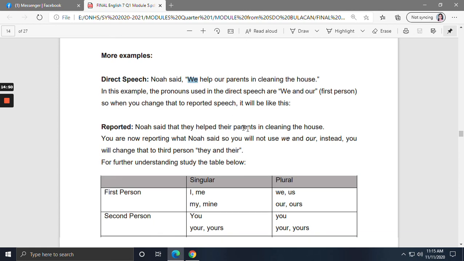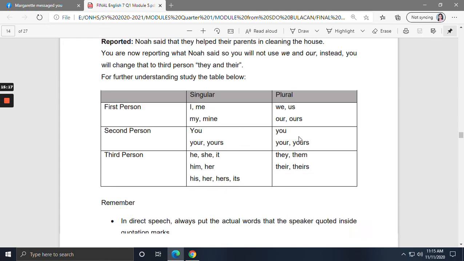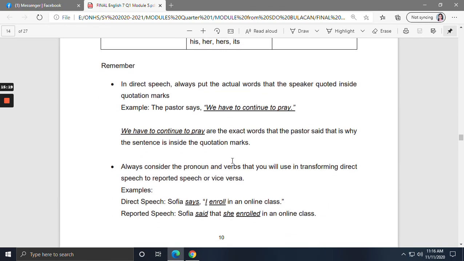So, from we, it becomes they. Then we need to change help into past tense, helped. Then are, we change are into were, this one. And then copy the remaining part of the sentence. So that's all. And it has many examples.